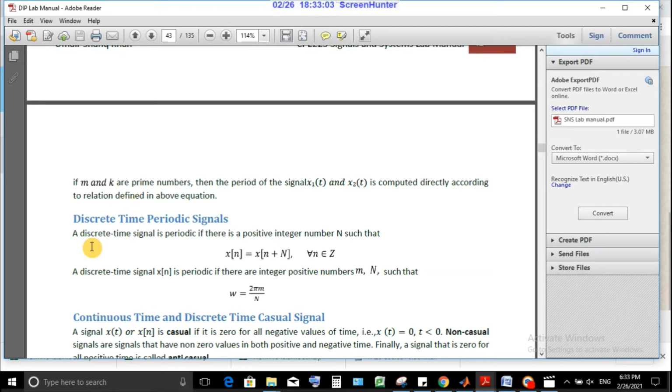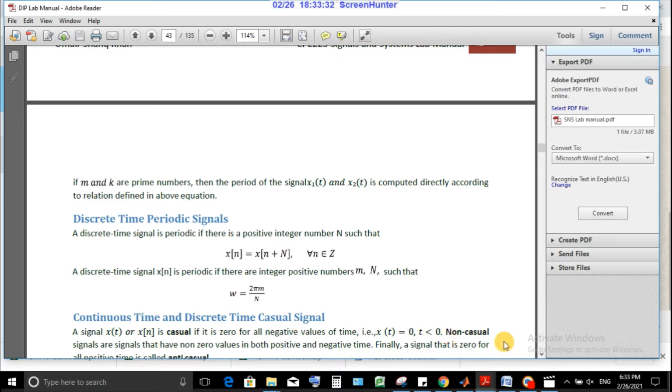Discrete time periodic signals. A discrete time signal is periodic if there is a positive integer number N such that x(n) = x(n + N), where n belongs to integers. A discrete time signal x(n) is periodic if there are positive integer numbers m, M, N such that omega = 2 pi m divided by M divided by N.